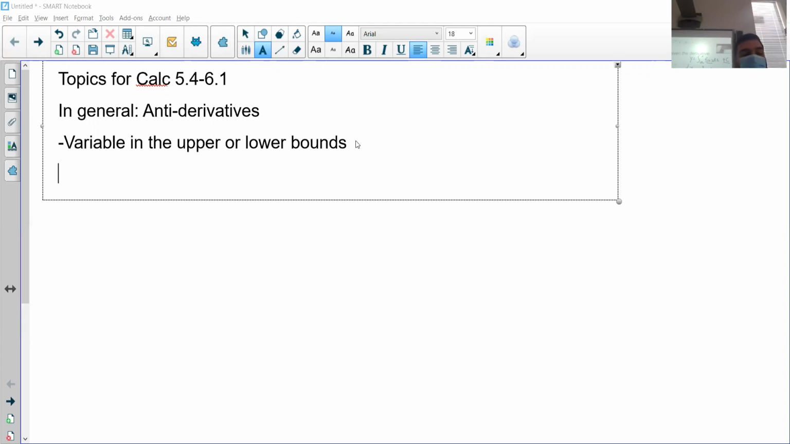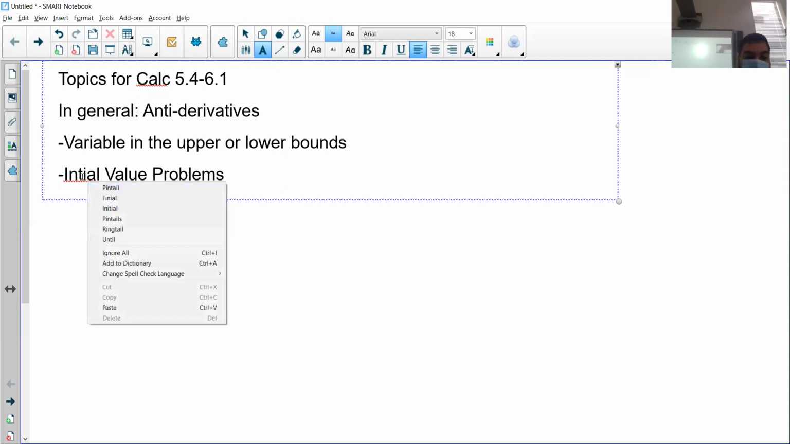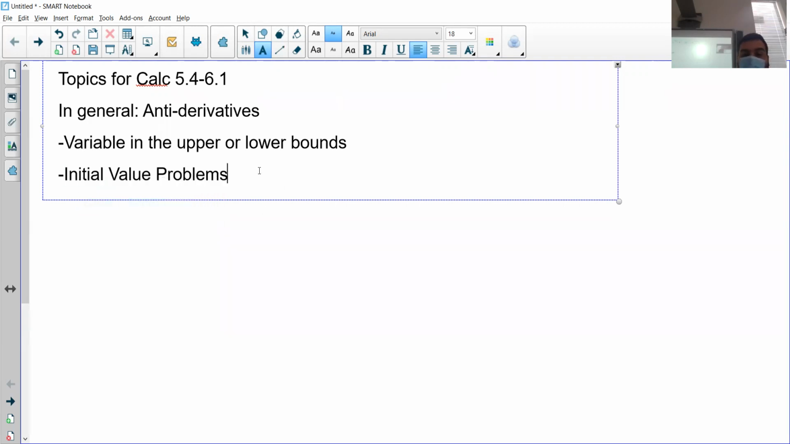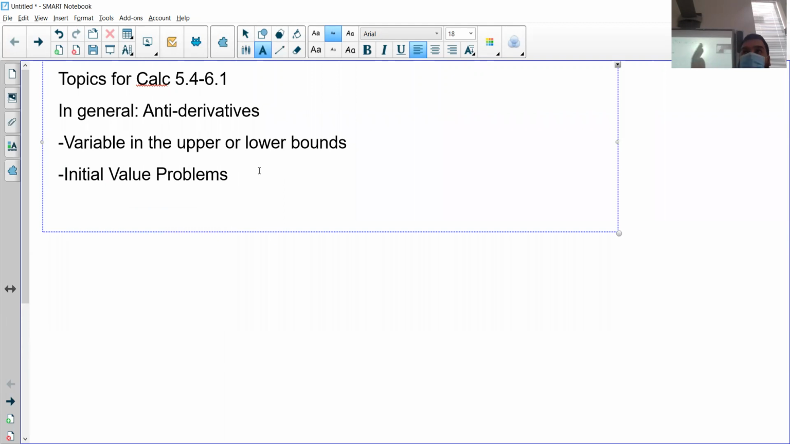Now we talked about this as 6.1, but technically it's 5.4. We'll call this initial value problems. We did this yesterday, but technically it's 5.4, so I'll just put it in that order. So, initial value problems.